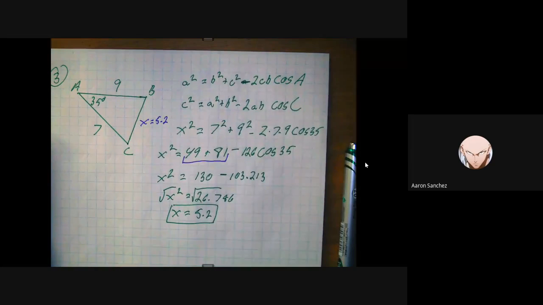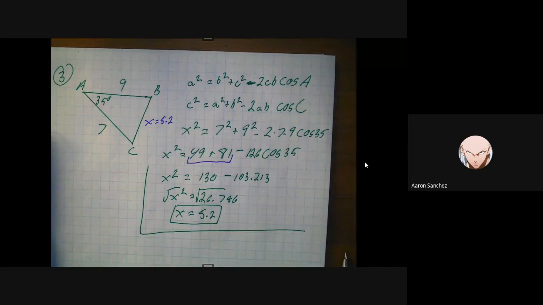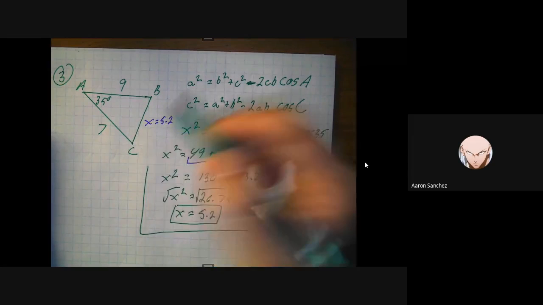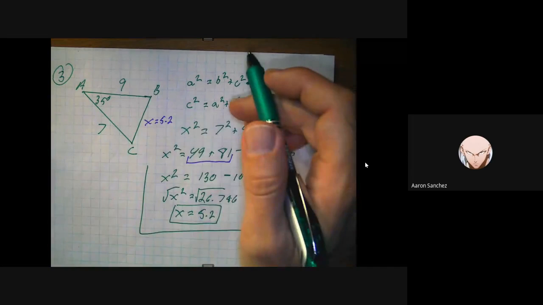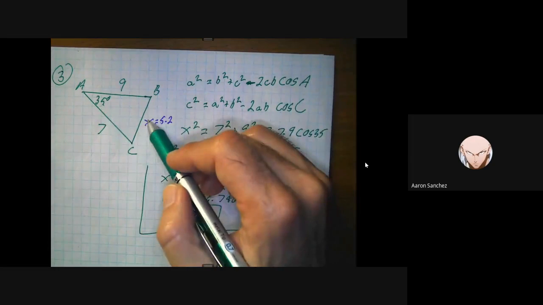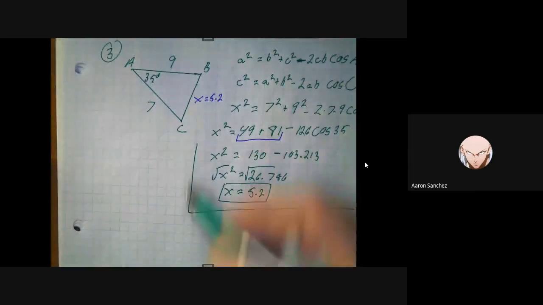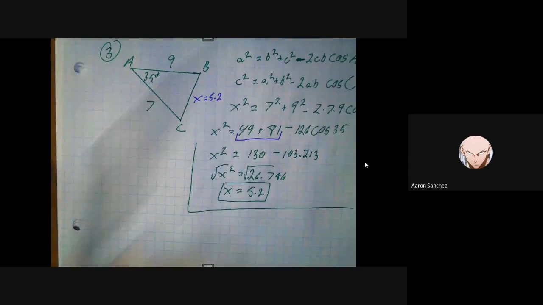Now I have to solve for the other angles. Guess what? I'm going to use the law of sines because I like it better. I can do opposite angle, opposite side, so I can use the law of sines. You can use the law of cosines to solve for this angle, but I think the law of sines is a lot easier.